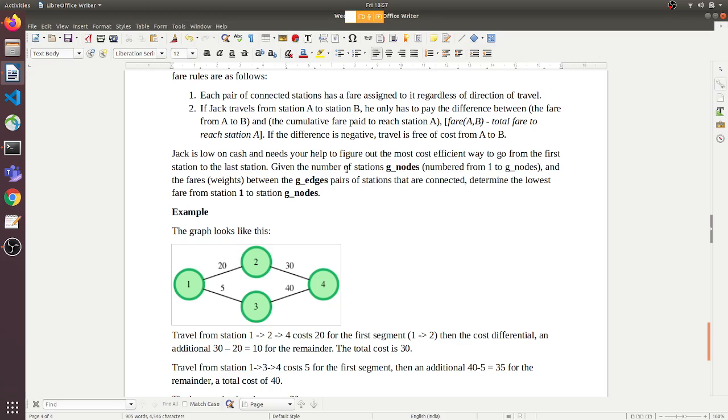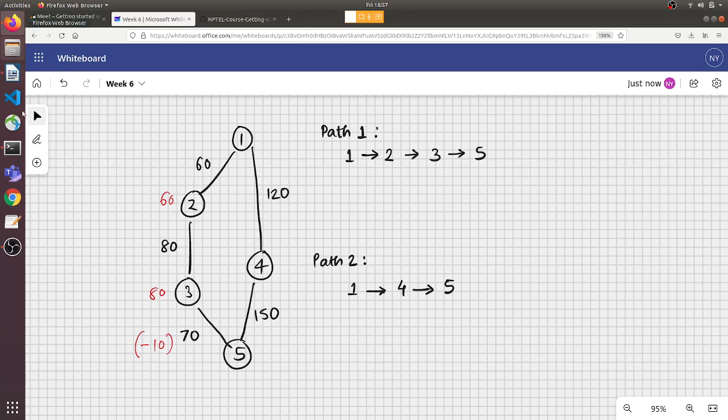Here the rule is that the new fare is the fare of A comma B minus the total fare to reach station A. And if the difference is negative, then travel is free of cost from A to B. So for this example, 70 minus 80 is minus 10, which is negative. So this edge you can travel free of cost.